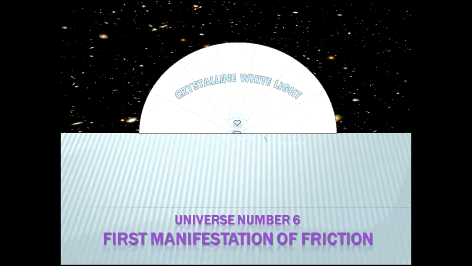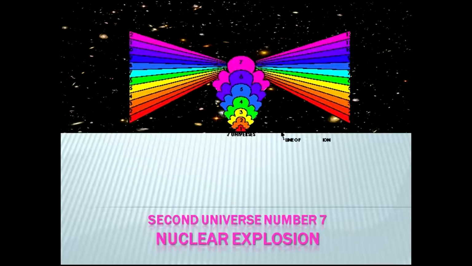explosion to take place. The second universe number 7, tone of B, sound of explosion, color of violet, first manifestation of nuclear explosion. The second time the energy rushed back to the center, the big explosion took place, the first nuclear explosion.